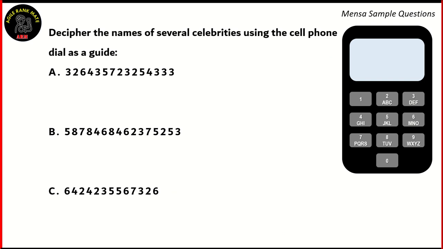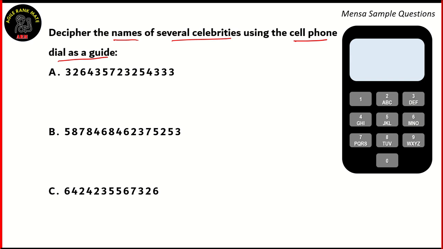Now let's look at the final question for this episode. Decipher the names of several celebrities using the cell phone dial as a guide. So we have three codes given here. These represent the names of some celebrities, and the guide that is given to you is: 2 stands for A, B, or C, 3 stands for D, E, or F, 4 stands for G, H, or I, 5 stands for J, K, or L, 6 stands for M, N, and O, 7 stands for P, Q, R, and S, 8 stands for T, U, V, 9 stands for W, X, Y, Z.